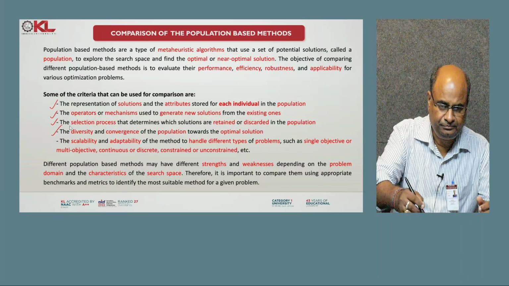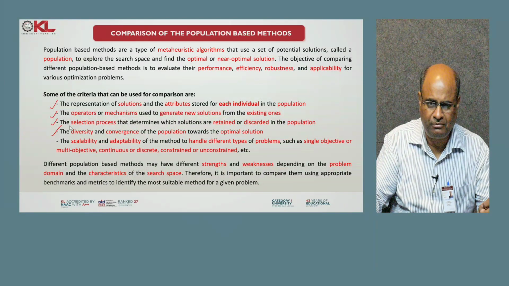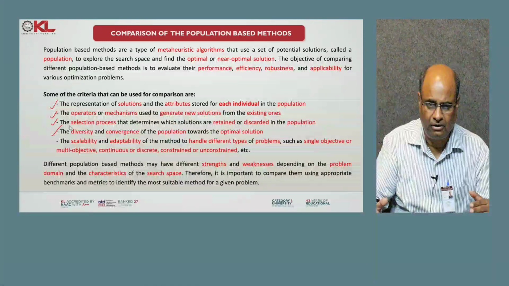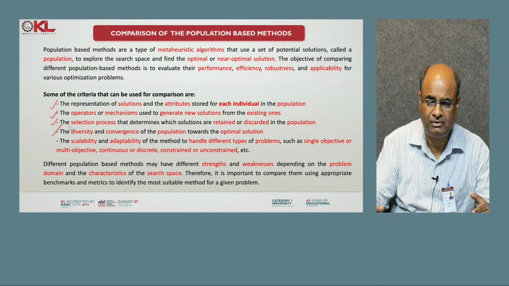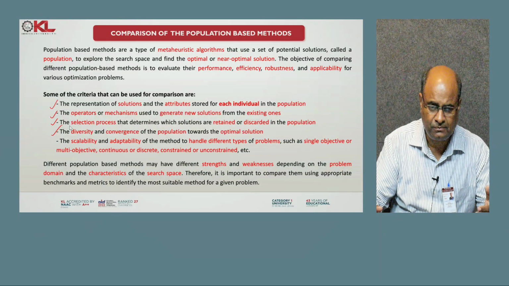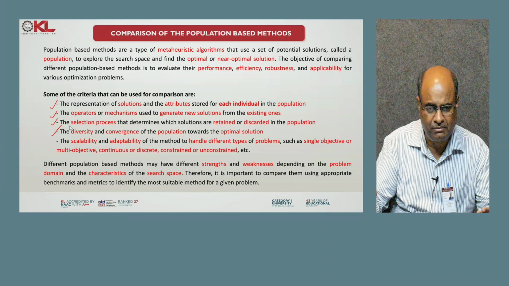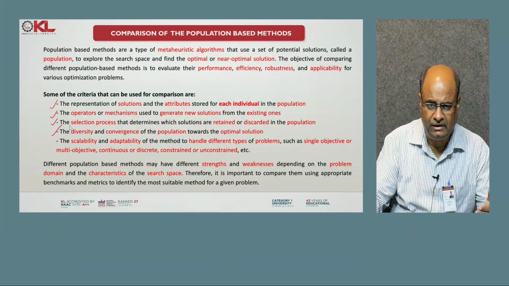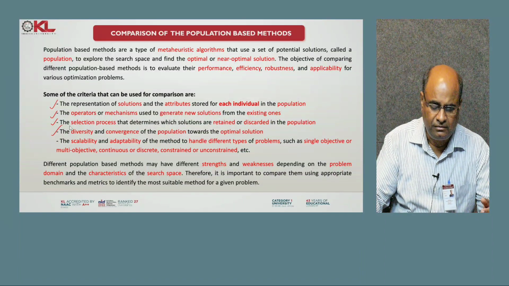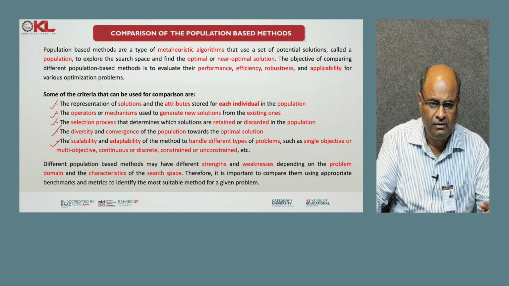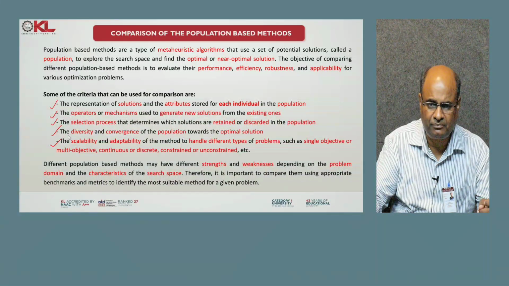The next one is the diversity and the convergence of the population toward the optimal solution. What is the diversity and what is the convergence rate of the optimal solution? Some give the best results, some give near optimal solutions, and some may give the same type of solutions. So based on the application, we select which type of population based algorithm will be implemented for a particular application. Then the next one is the scalability and adaptability of the method to handle different types of problems.